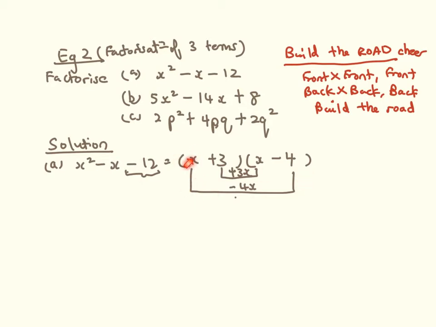Okay, so I repeat, front times front, front. So x times x will give you x squared. Back times back will give you minus 12. So plus 3 times minus 4 will give you minus 12. And when you draw this road here and add the terms together, you should get the center term. And there you go. You finish factorizing the three terms over here.